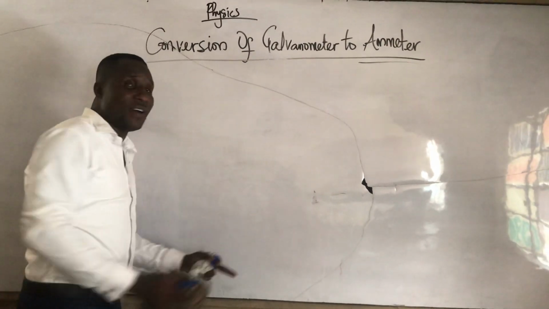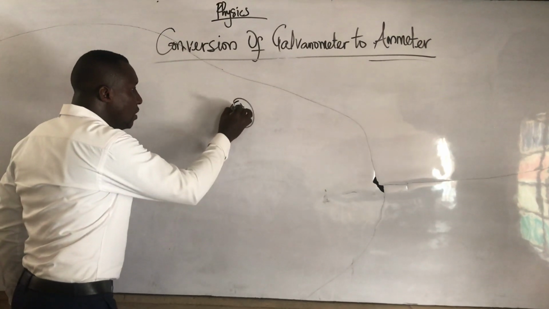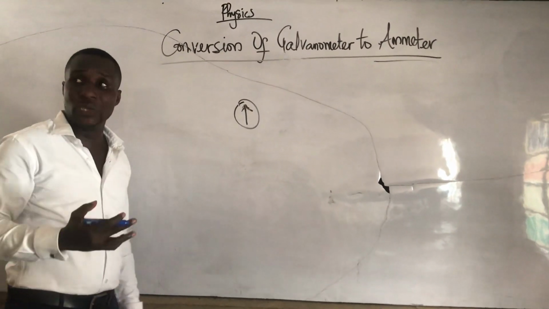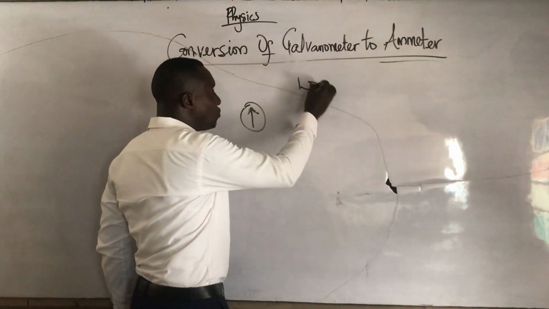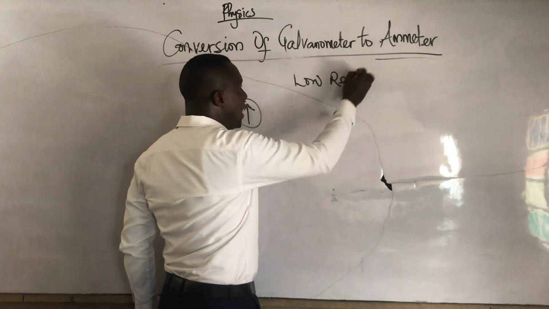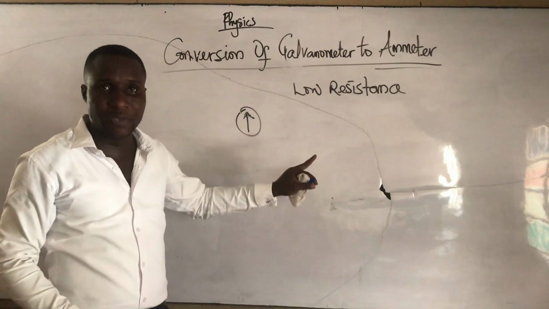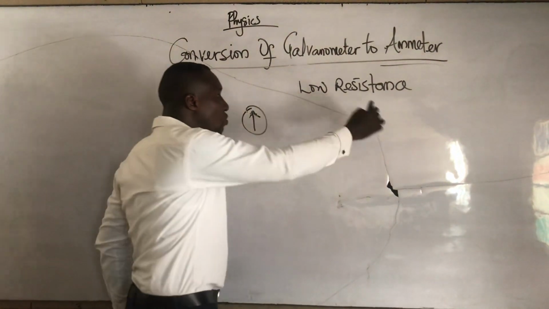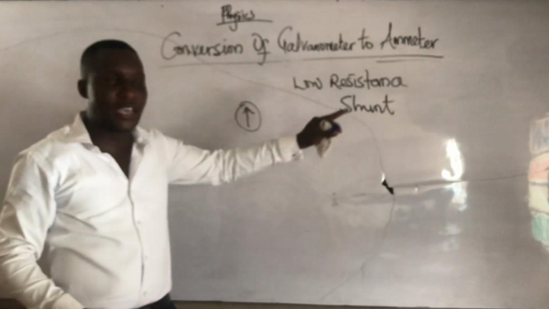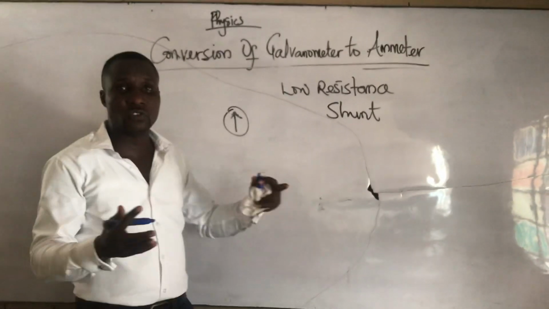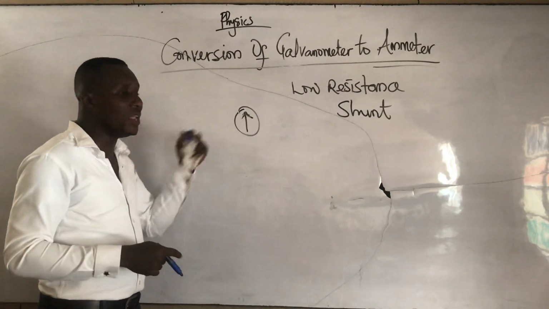For you to convert a galvanometer to an ammeter, what we need is a low resistance wire. A low resistance wire is needed for conversion of galvanometer to ammeter. The low resistance wire is known as shunt. A shunt is needed to convert galvanometer to an ammeter, and the shunt must be connected in parallel to a galvanometer.